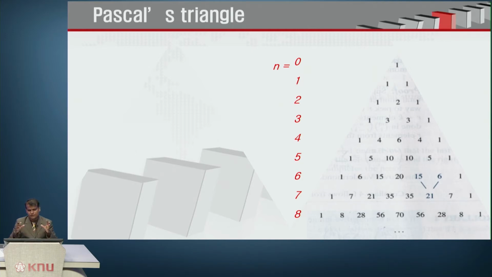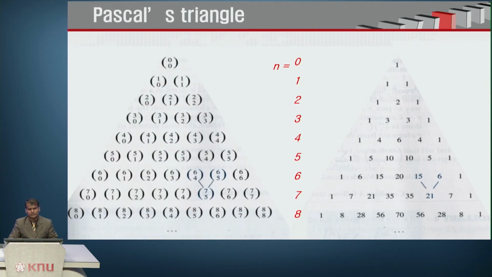Some of the features of this Pascal triangle are quite obvious when you look at it. As you can see here, we have the combination of 0 and 0, that's n equals 0, and then as you progress, we can see how they are related as far as Pascal's triangle is concerned. The values of Pascal's triangle are the values of n choose k.